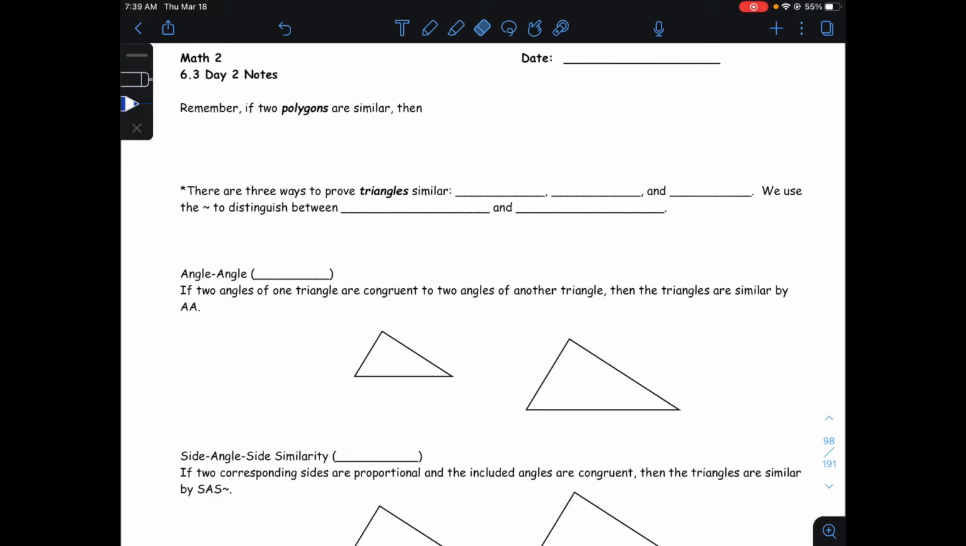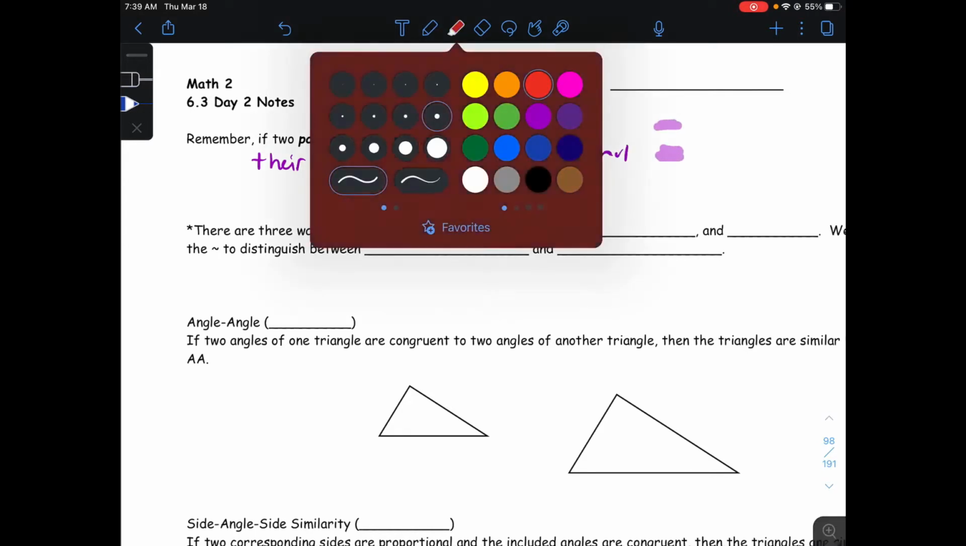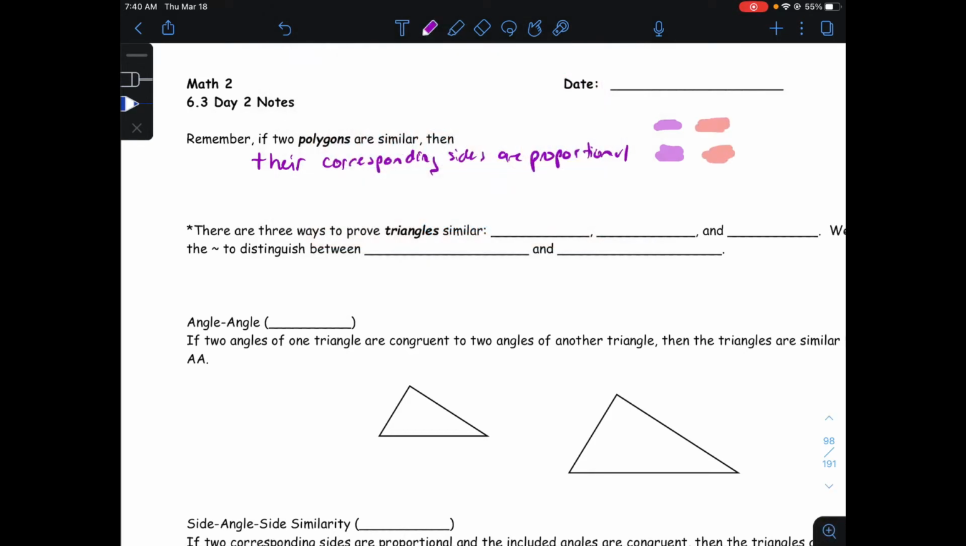So let's go over a couple definitions. Remember, if two polygons are similar, then their sides are proportional. We will say they're corresponding. And what that means is, remember how when we would set up the proportions, we put the corresponding sides together, set them equal to each other, and solve. That means you're allowed to do that. And then we also know that their corresponding angles are congruent.